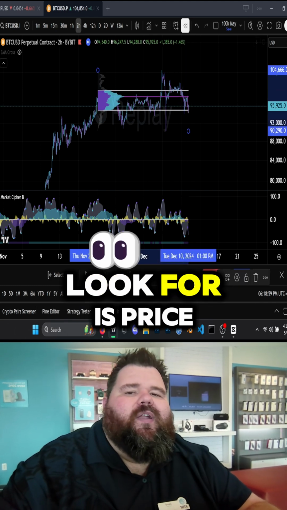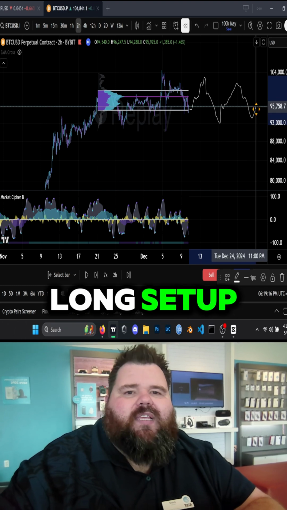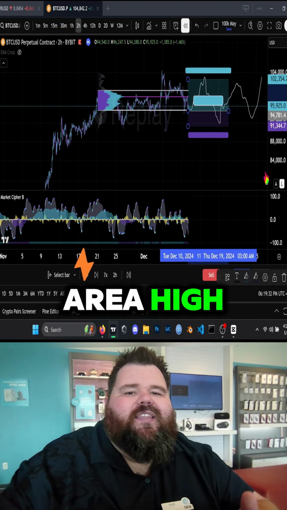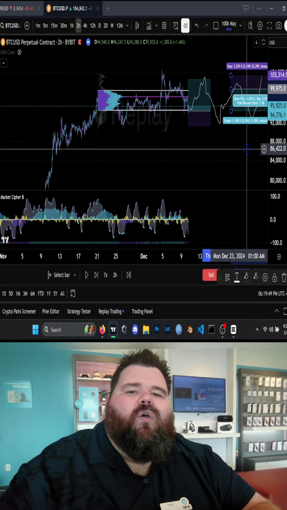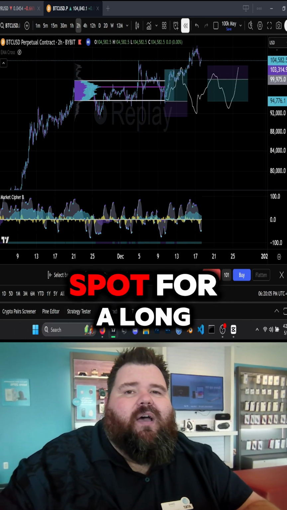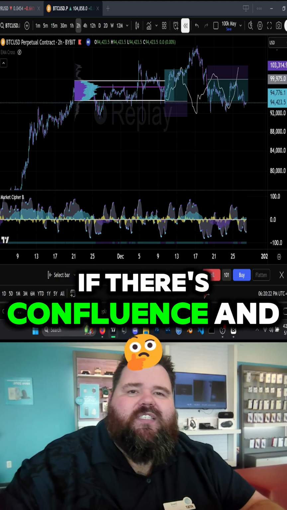And then what I look for is price rejecting off the value area low. This is great for a long setup. I'll also look for price rejecting off the value area high. This is perfect for a short or a great point to exit my trade. What I like to do is when price is at the bottom of the range, I'll check to see if that's a good spot for a long, or if price is at the top of the range, I'll check to see if there's confluence and I'll take a short.